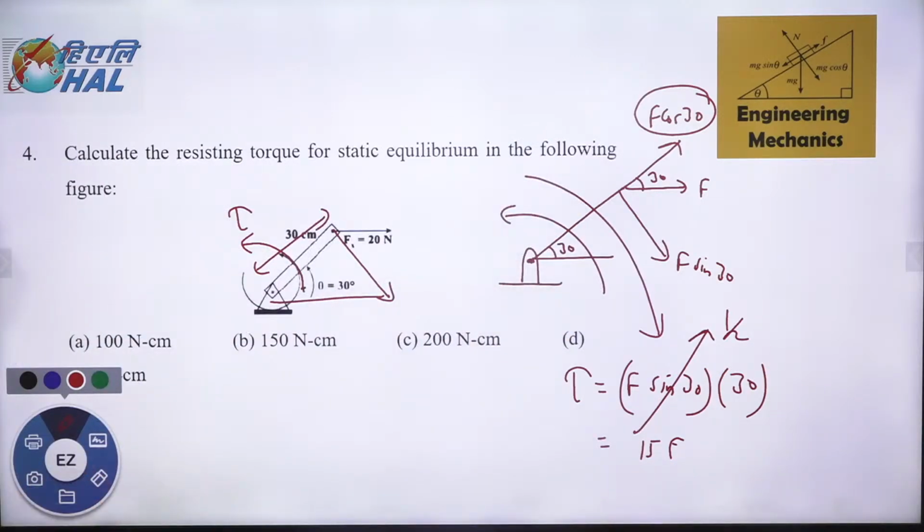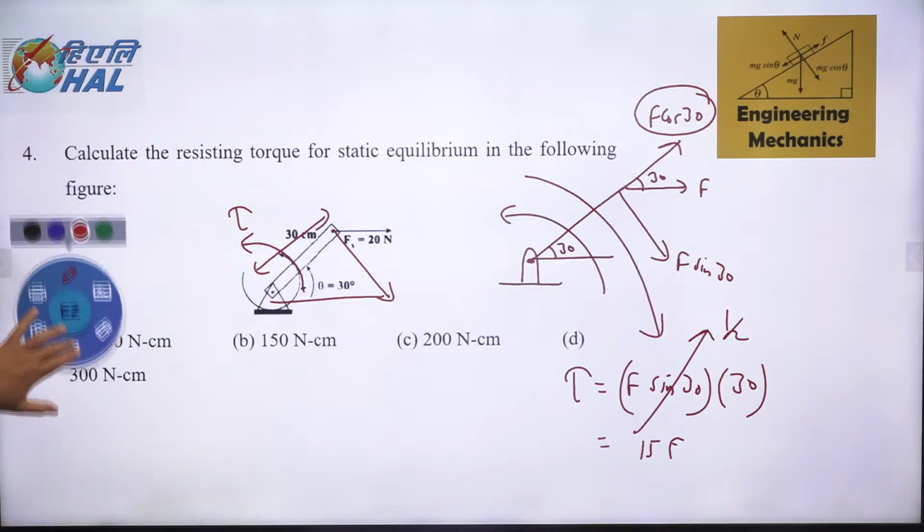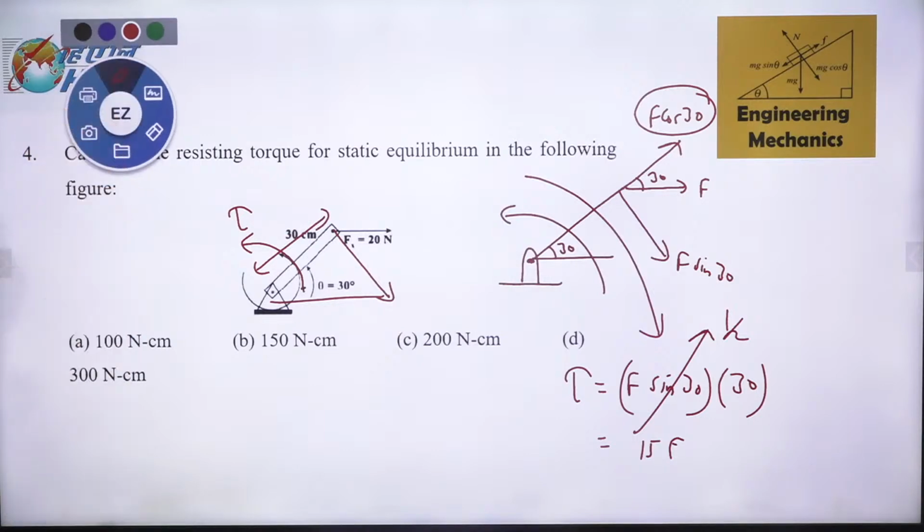So if we take care of the force which is given to us, the force which is given is 20 Newton. 20 into 15 is 300 Newton centimeter. So force is in Newton and the distance given is in centimeter. So this is 300 Newton centimeter is the force which is provided to us. Right, that is how we can find out this question.